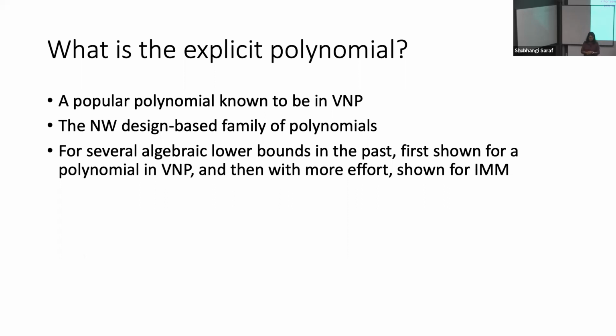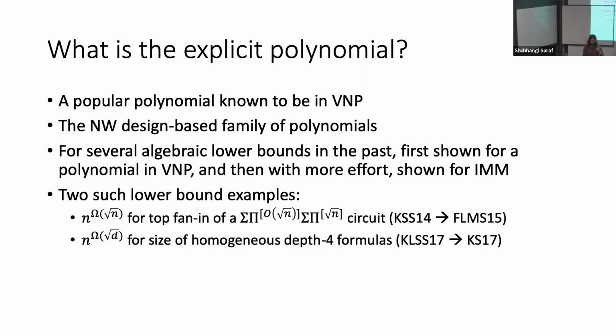Several complexity lower bounds in the past were first shown for this Nisan-Wigderson family, which is in VNP. And then after a lot of hard work, they were shown for the IMM. So I'm aware of two such works. When people were proving lower bounds for homogeneous depth 4 circuits, there was a lower bound proved of the form n to the root n for homogeneous depth 4 circuits of bounded bottom fan-in. Kayal, Saha, Saptharishi first proved it for the Nisan-Wigderson polynomial, and then it was improved to the IMM in the follow-up work, where the hard polynomial became IMM.